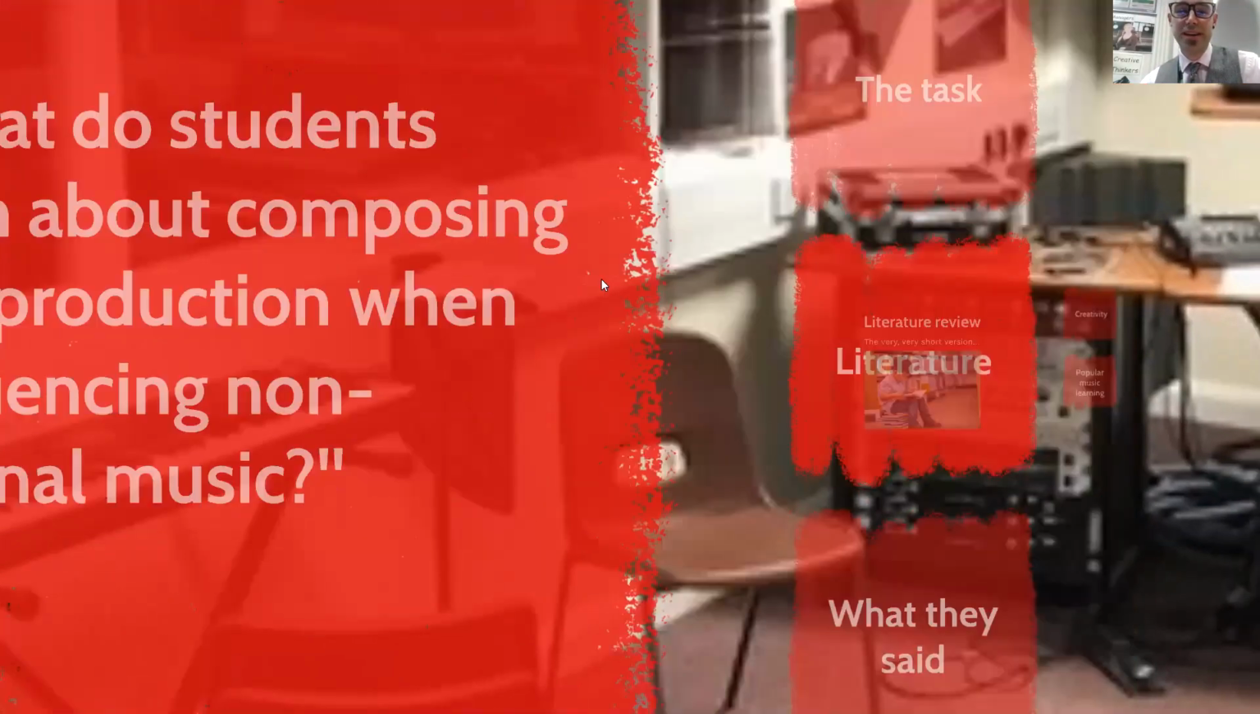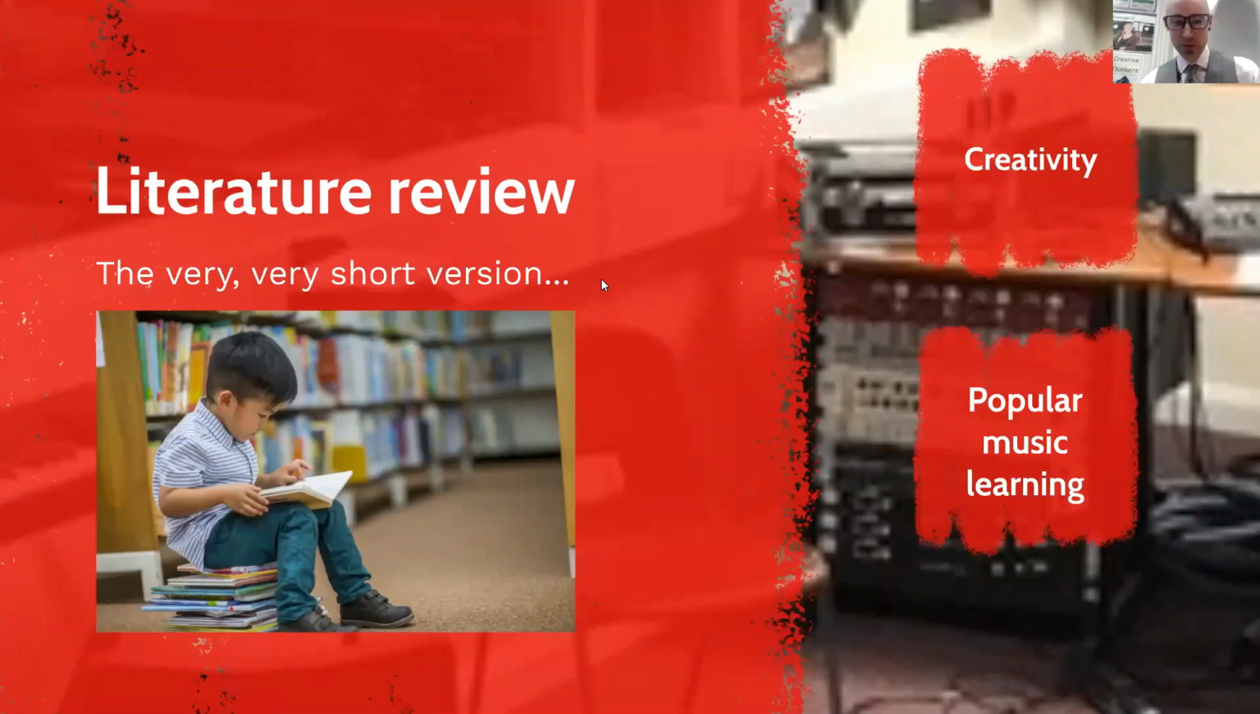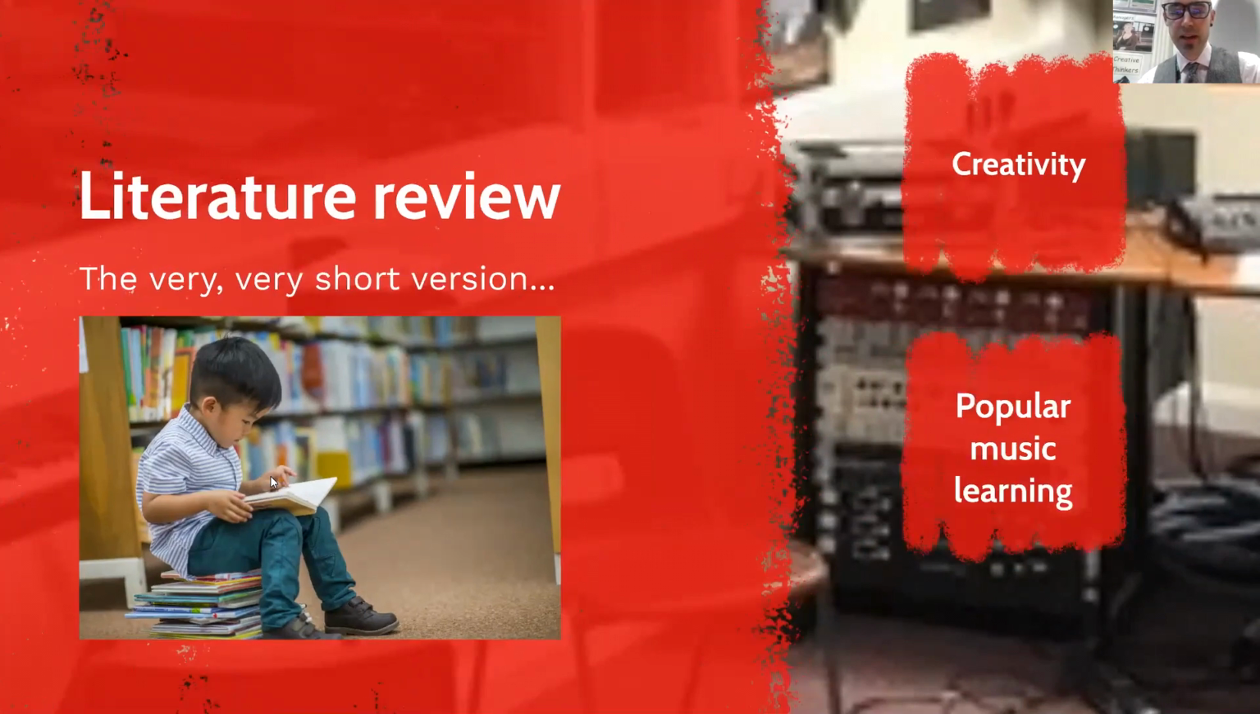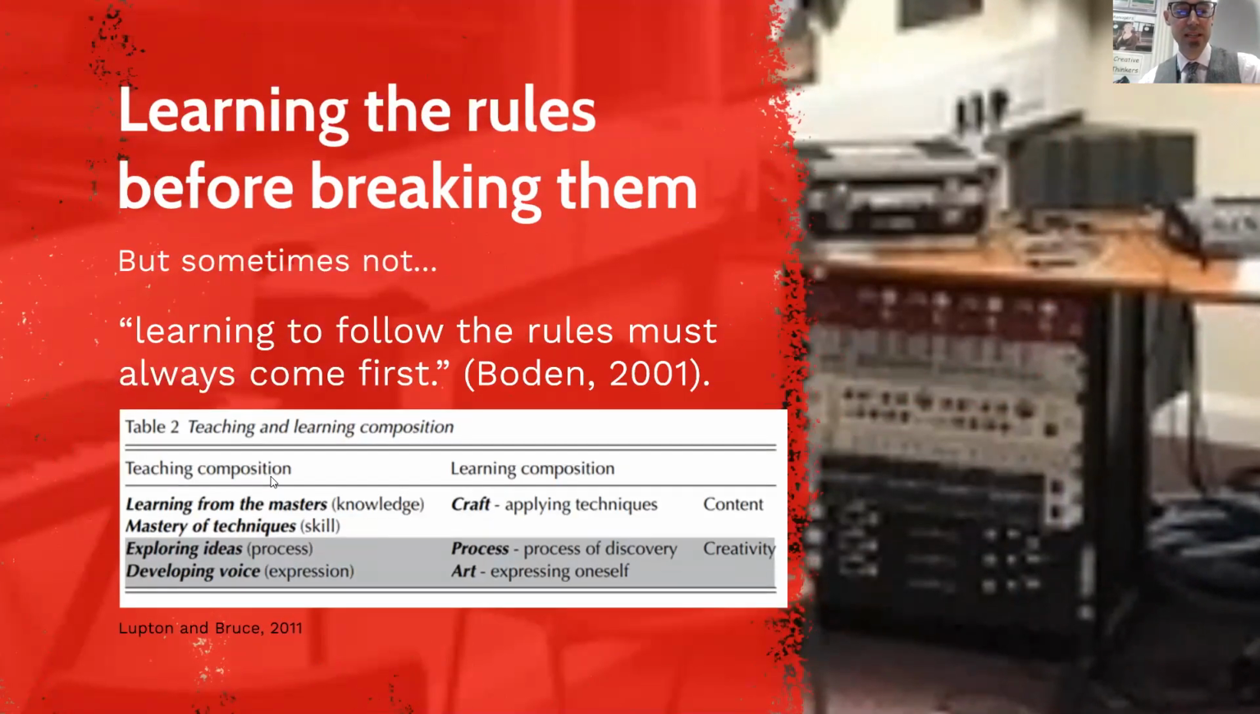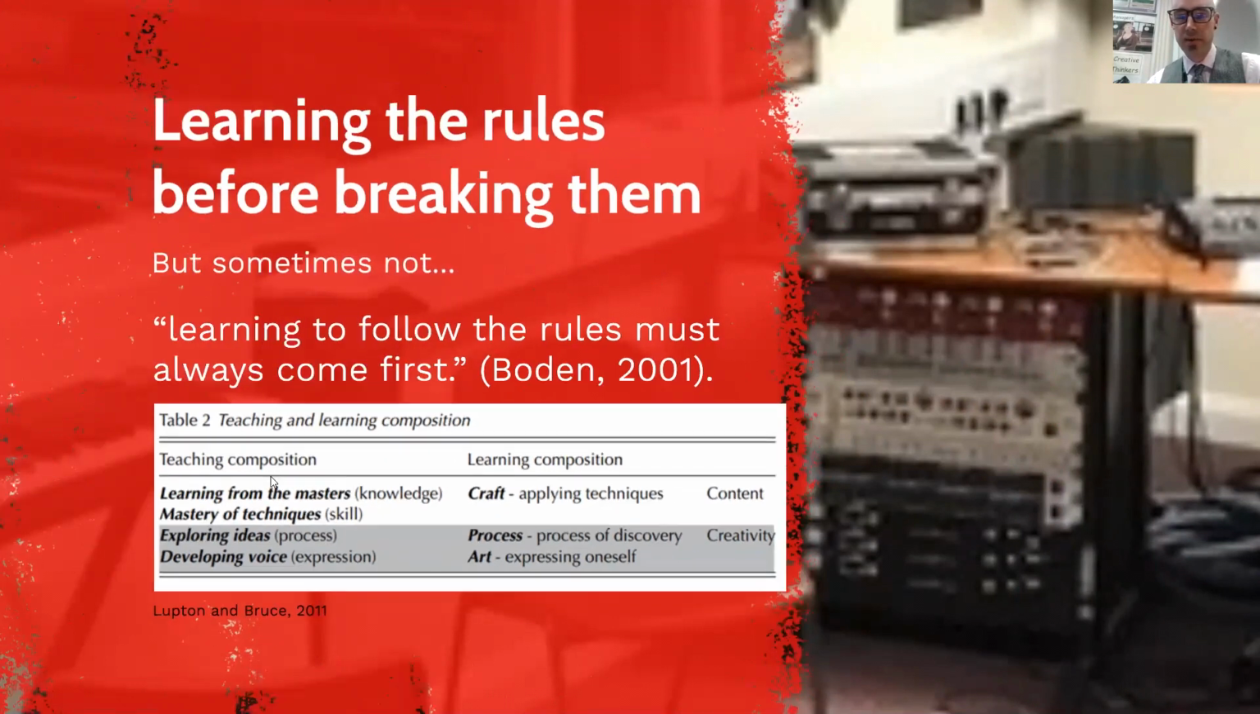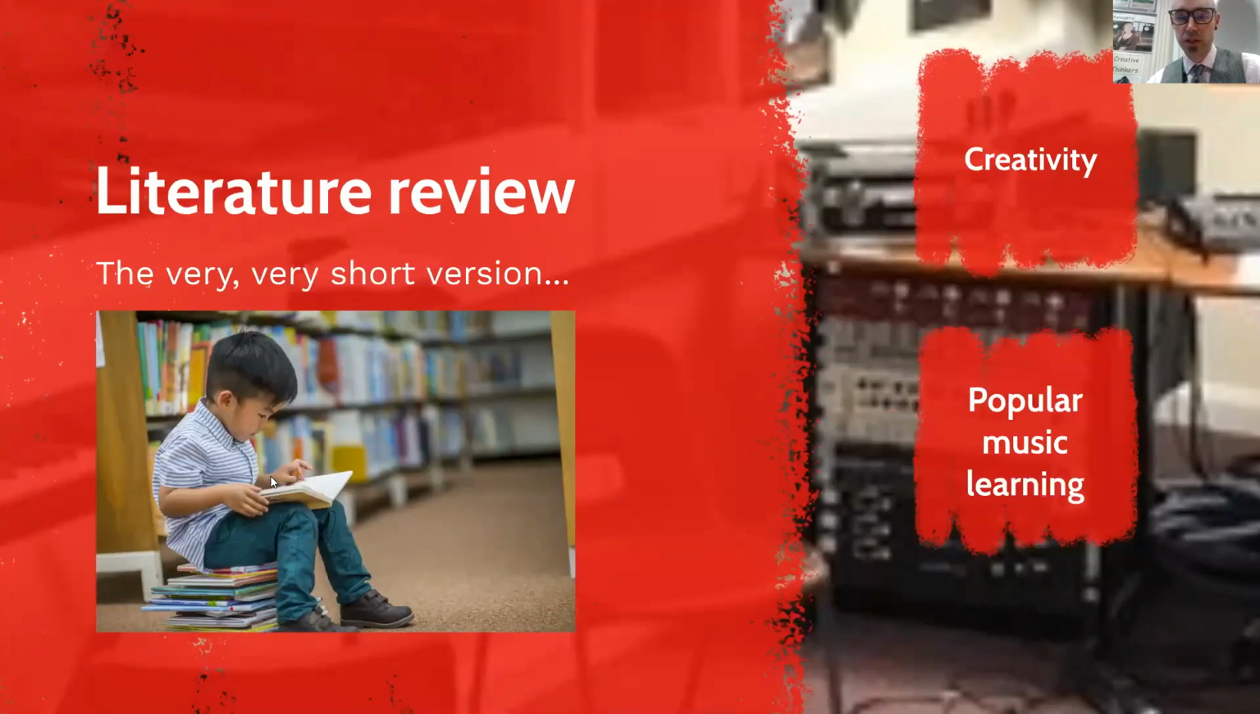So this is the literature review, the very, very short version. There's a picture of not me doing the literature review there. The long and short of it is I keep going down this alleyway, and I know the academics are going to be saying, there's not just this way, Hughes. But it's about learning the rules before breaking them. Bowden said it, Lupton and Bruce have said it. I went down the Wallace rabbit hole, as I called it, and it all kind of comes back to that.